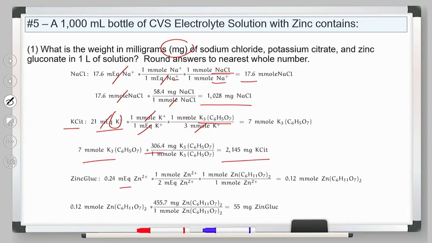But do you see where this 3 would be what's tricky on the test? So everyone see why you divided by 3 there? Because there are 3 potassiums in 1 potassium citrate. Okay? So I won't belabor the point too much. I'm kind of running out of time here.